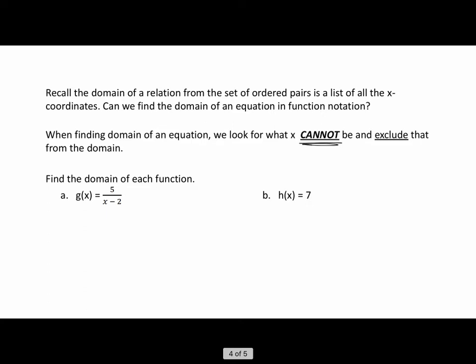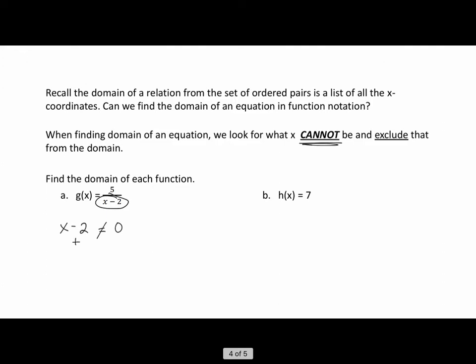So we want to find the domain of each function here. Our first example, a, g of x equals 5 over x minus 2. One thing that we know is that you cannot divide by 0 because that will result in some undefined value. So I know that I cannot have 0 in the denominator. What about the numerator? That can be anything. The numerator has no exclusions, right? A polynomial is defined everywhere. It has no exclusions from its domain. But you cannot divide by 0. So I'm going to take that denominator and say it can't be 0.